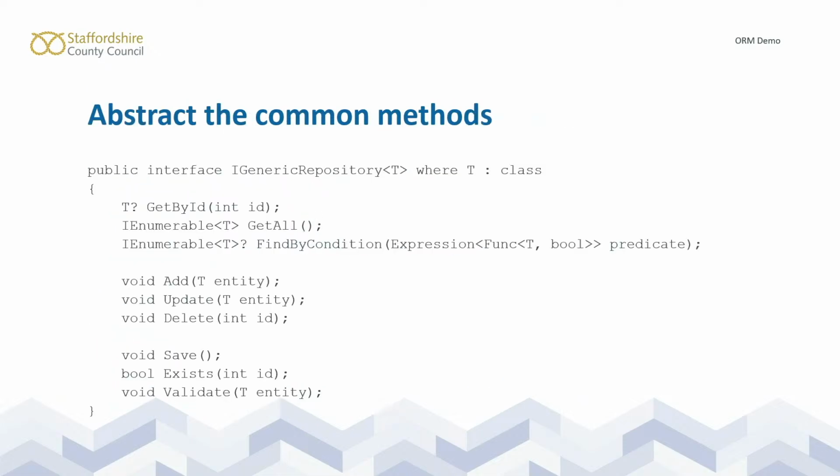So I've written an interface to show basically the contracts, the signatures for these, where the T type is the entity that's passed in, which will be used in the list for get all, a list from the find by condition, add the entity type, update the entity type, delete using the ID, and validate the entity type.